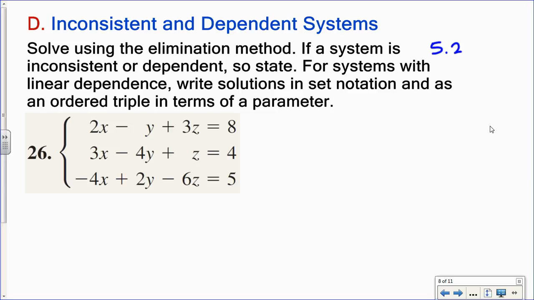Oh. What time do we get out of here? Right now? 41. 41. Yes. Look in your little... It's 41. Okay.